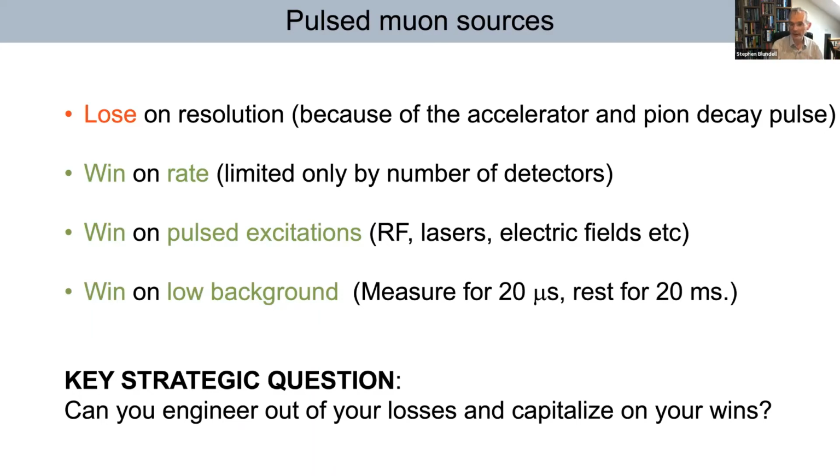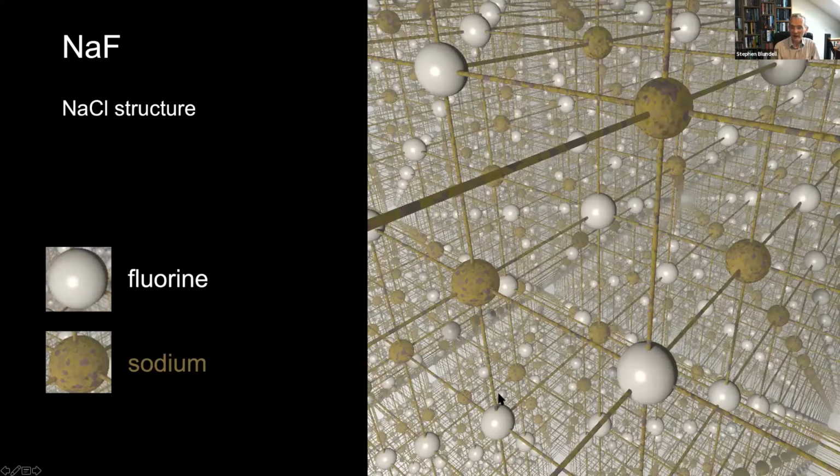And I'm afraid it's not a material of the future, it's a material of the past. So I'm sorry about that. This is sodium fluoride. Very, very simple material. Sodium chloride structure forms a three-dimensional lattice. And the muon, we know, sits between two fluorines and between two sodiums in that position.